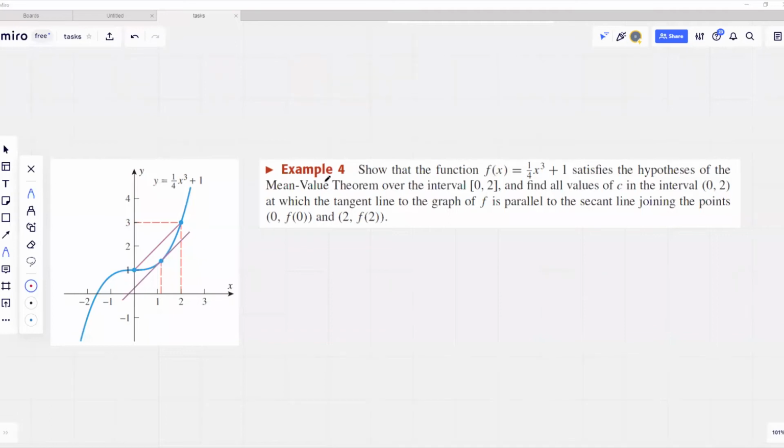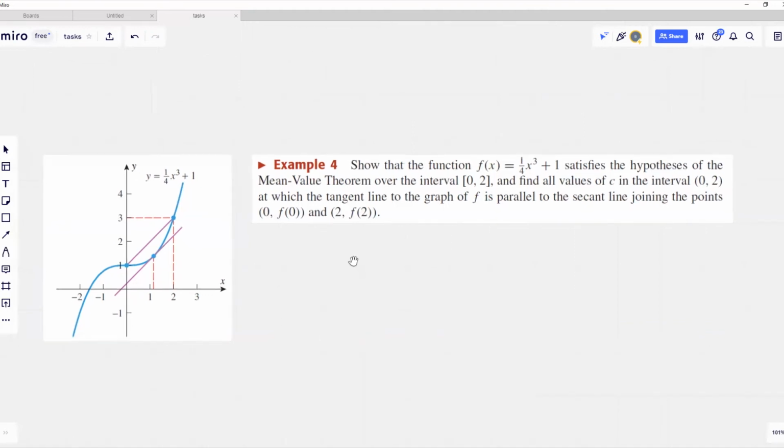Let's take a look at the following problem and let's try to solve it using mean value theorem. Show that the function 1 over 4 x cubed plus 1 satisfies the hypothesis of mean value theorem over the interval from 0 to 2, and find all values of c in the open interval from 0 to 2 at which the tangent line to the graph of f is parallel to the secant line joining the points 0, f at 0, and 2, f at 2.